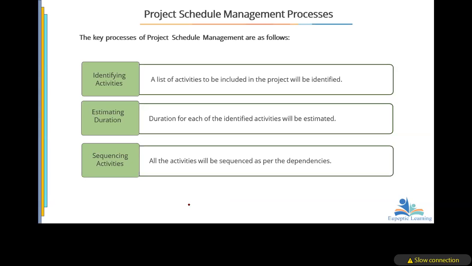So my question is with the sequencing. We have sequencing and then the overlapping, right? So in such a case, if you have overlapping activities, like some of them being parallel, how would you go about it? Does it still come under the sequencing activities as a process?